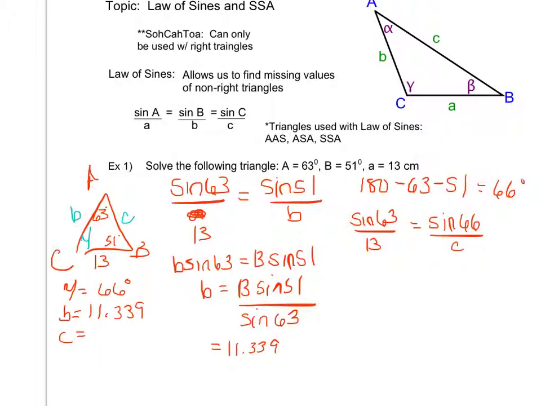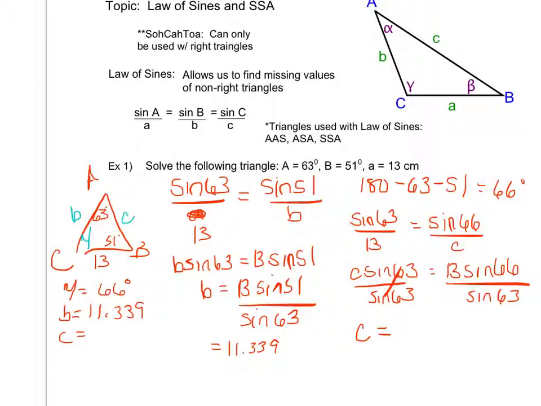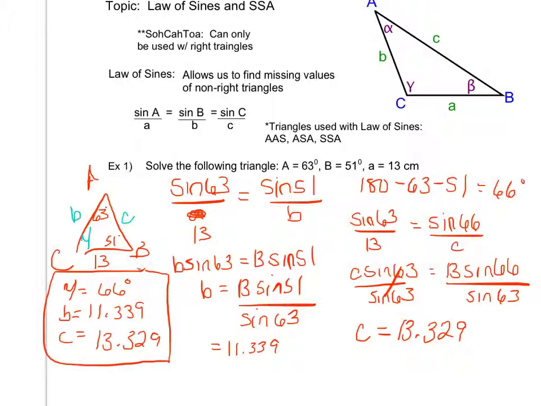And once again, I have a proportion equal to a proportion, so I cross multiply. And then in order to get C by itself, I can divide both sides by sine of 63, giving me a C value of, putting this into my calculator, once again making sure I'm in degrees, approximately 13.329. And I have now found all of my missing pieces of my given triangle, so I have therefore solved the triangle.